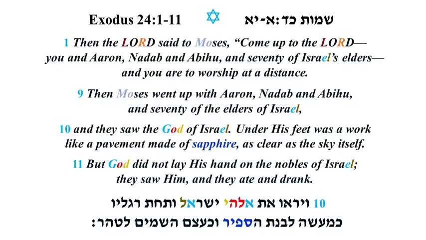But God did not lay his hand on the nobles of Israel. They saw him, and they ate and drank. Okay, there's 2 points I want to make here. One, there were 70. So there again is the 70 shows up. And even the bigger message in this one is verse 11. God did not lay his hand on the nobles of Israel. They saw him, and they ate and drank.